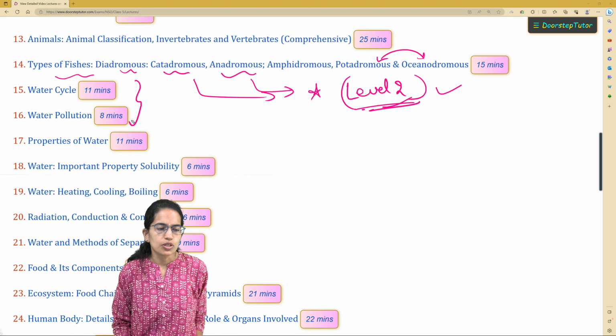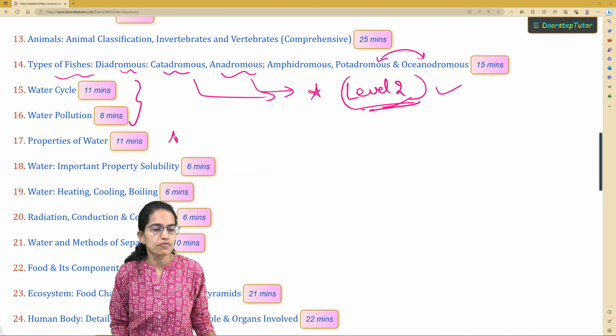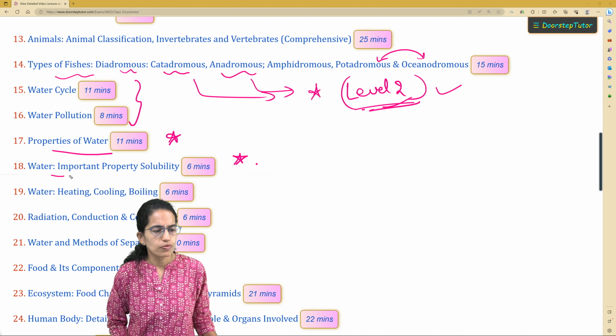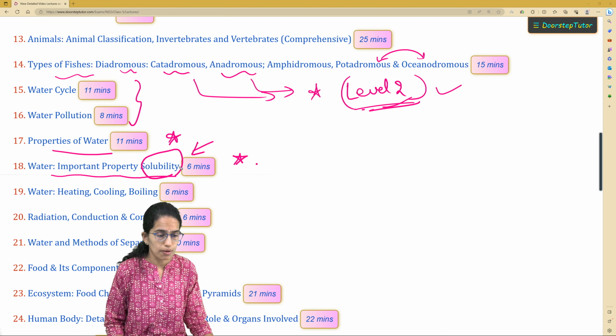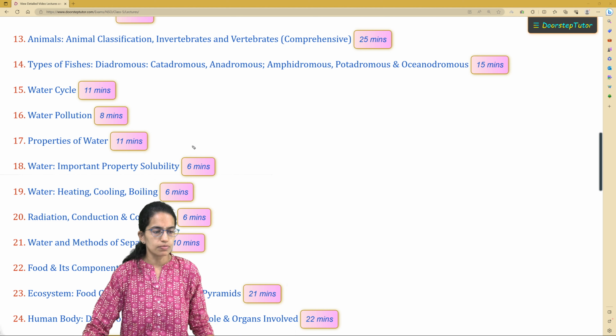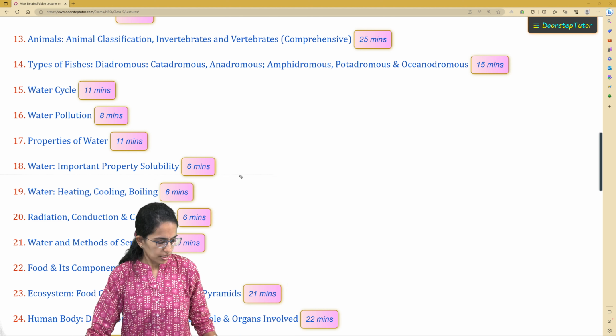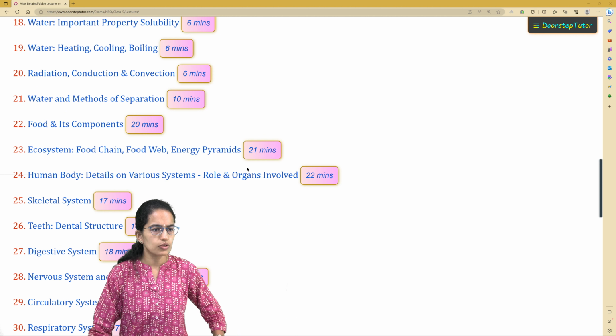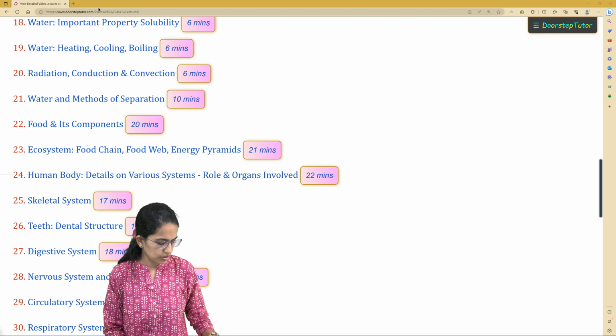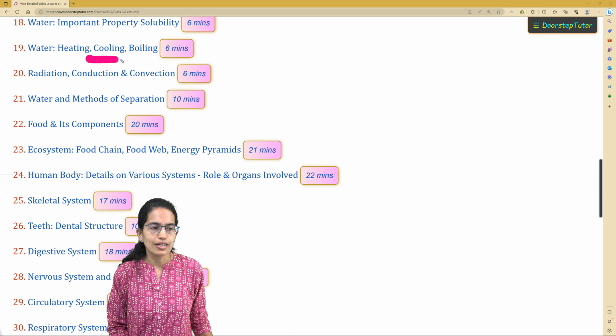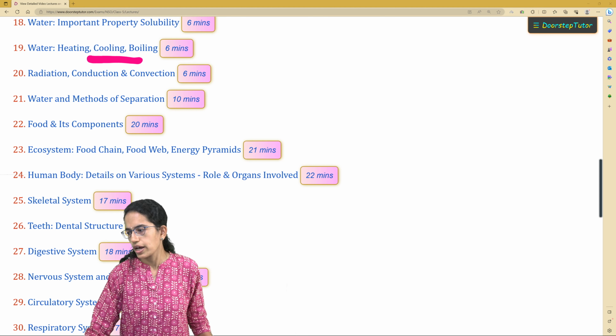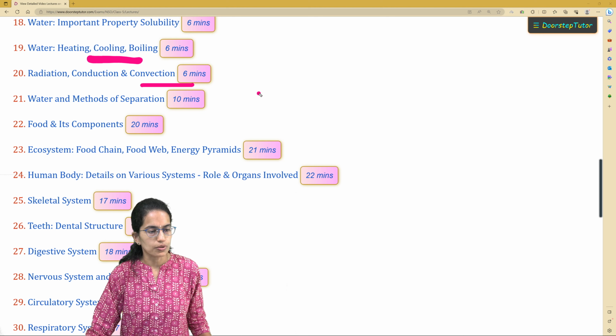Then water cycle and water pollution are again general topics. A very important topic that you must cover is properties of water, and solubility is one of the properties, because there are numerous applied questions based on this concept which are asked every time. Coming next is cooling, heating and boiling, which is a basic topic, but yes, this is a conceptual topic, important as you move to higher levels. As you proceed to higher classes, this will again become an important topic for you.